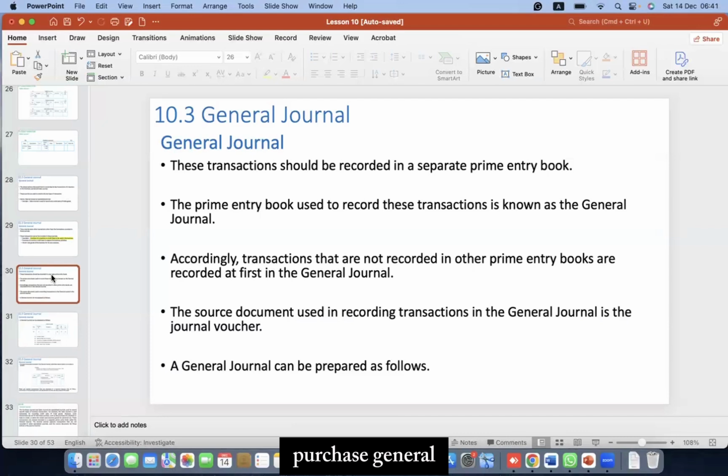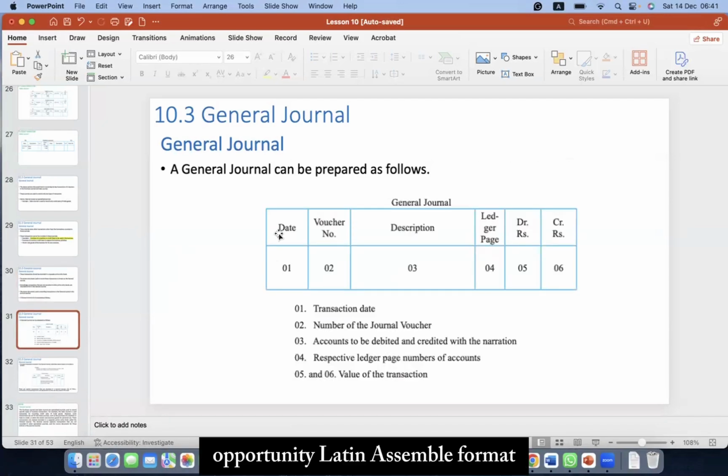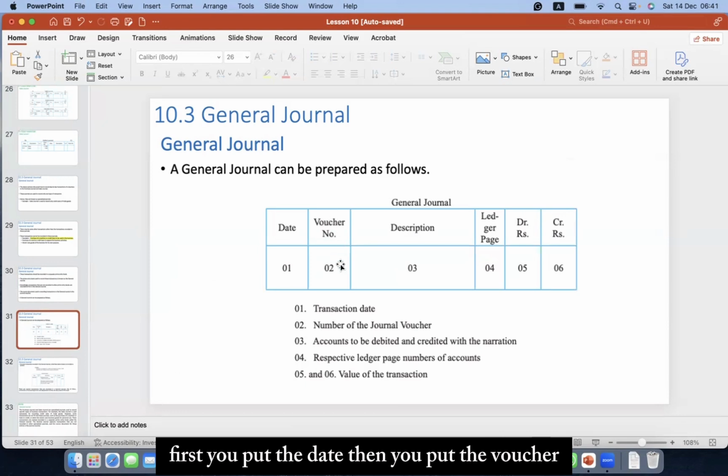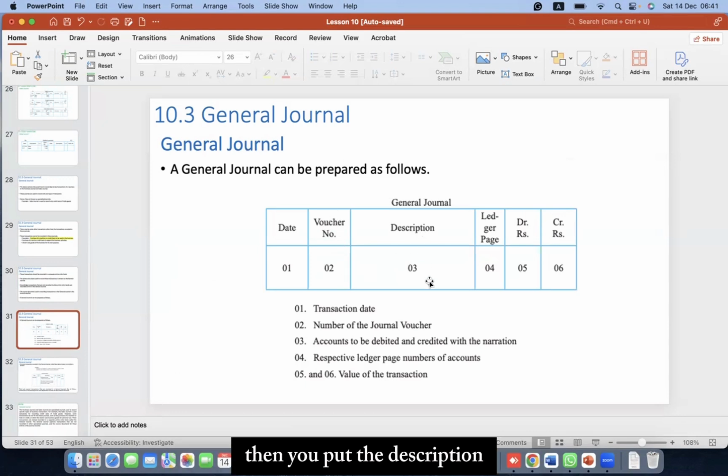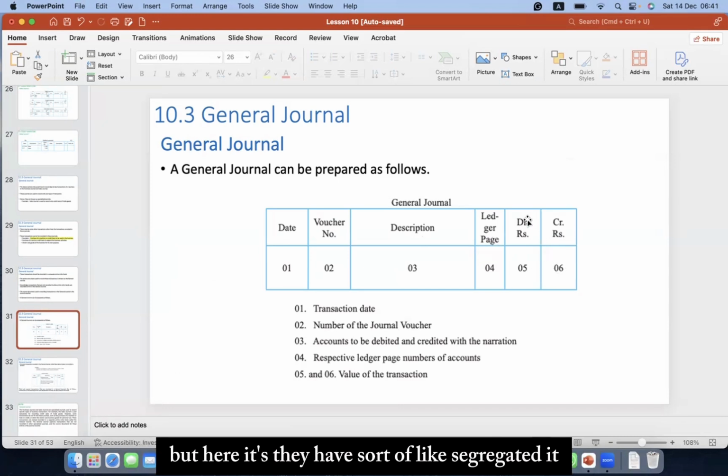Okay. Then let's see how to prepare the general journal. First you put the date, then you put the voucher, then you put the description, ledger page. And earlier we had the amount, but here they have segregated it into a debit column and a credit column. And we have to record the transaction, how much is debited and how much is credited.